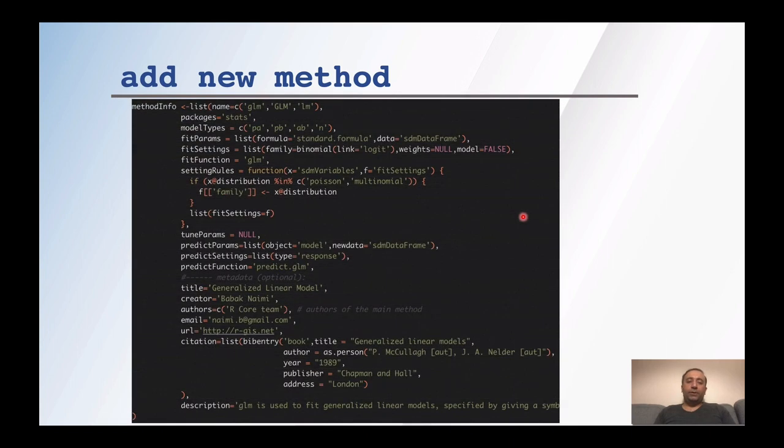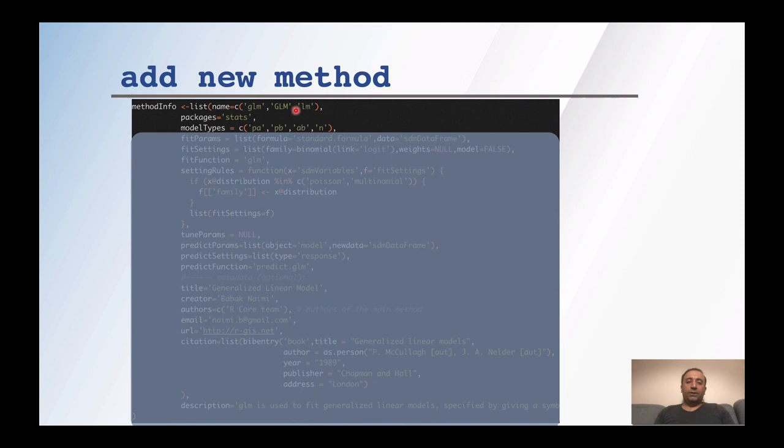Adding a new method is very simple. There are some templates that are used to define the existing methods. For example, this list is the definition for the method of GLM and is available as part of the package. And we have a function in the package that is called add. So a user may, for example, add a new method or want to customize this method and name it, for example, GLM2. So by preparing this list, it is possible to add the new method to the package. It may seem scary, but it's not.